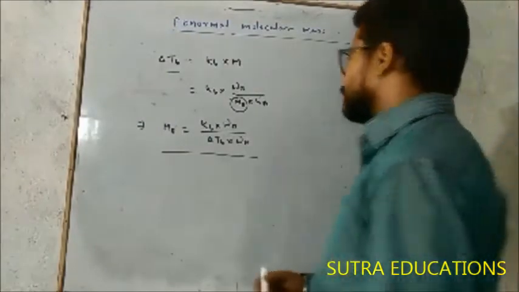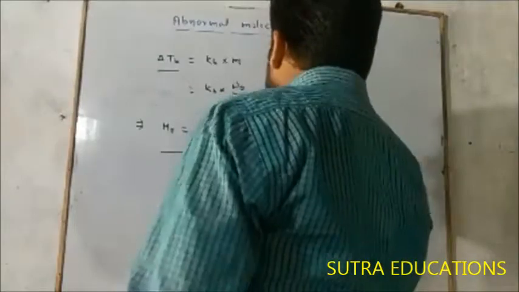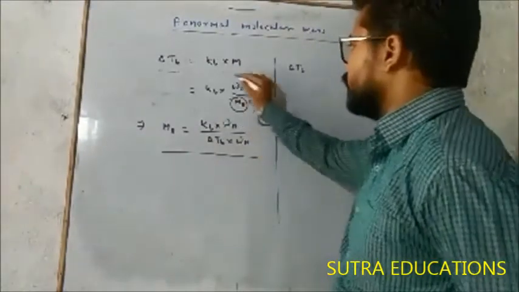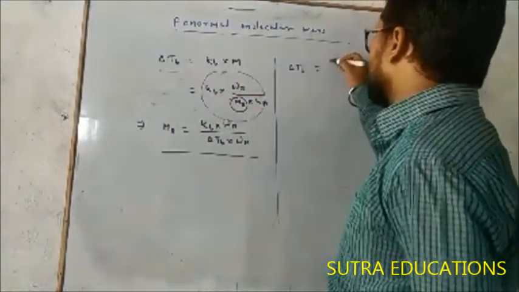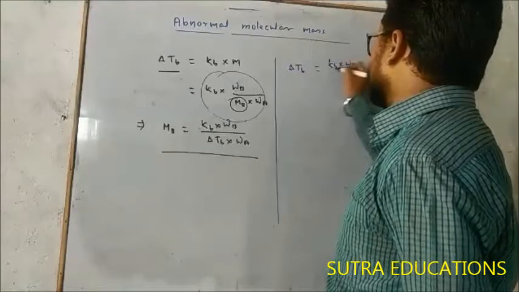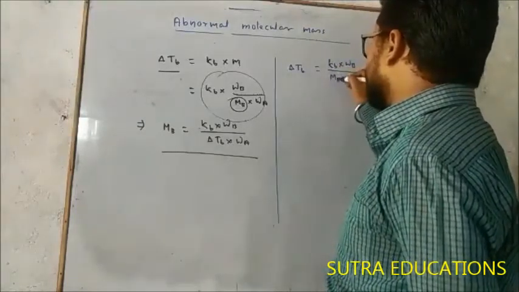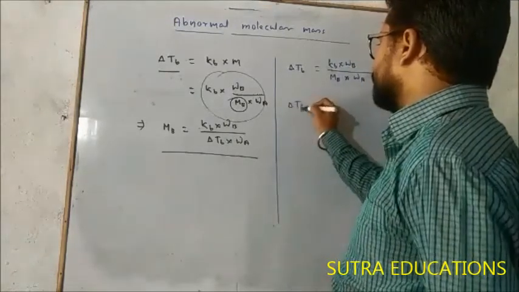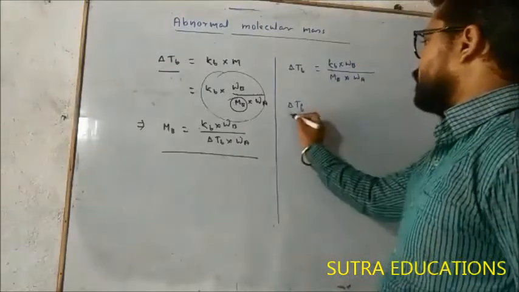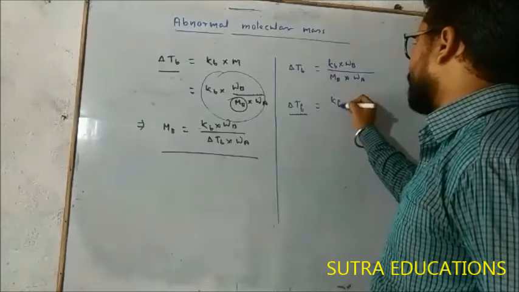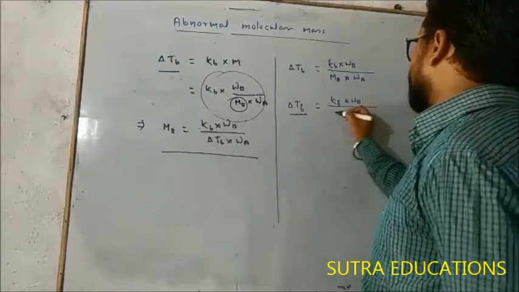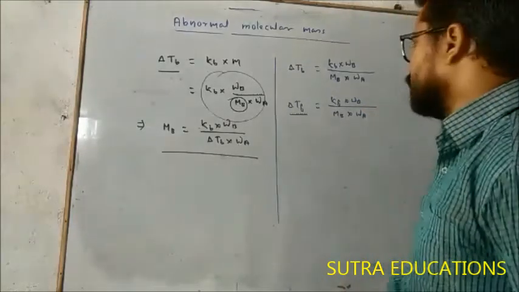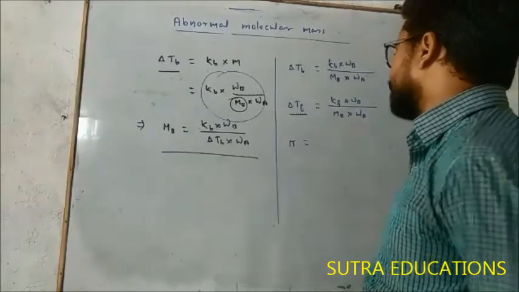Or we can say, in any of the colligative properties I told you, delta Tb is equal to Kb into Wb upon Mb into Wa. Delta Tf, the depression in freezing point, is equal to Kf into Wb upon Mb into Wa. Okay, say it is pi is equal to CRT.